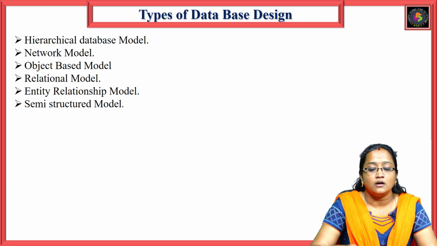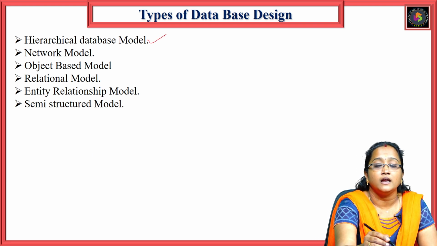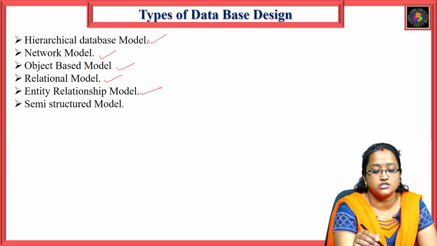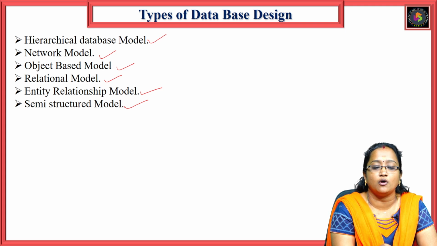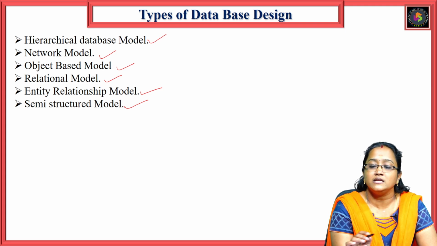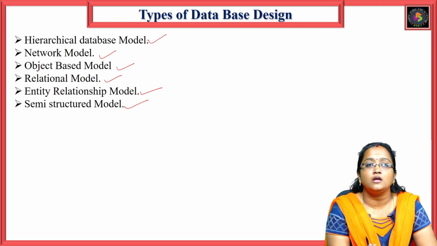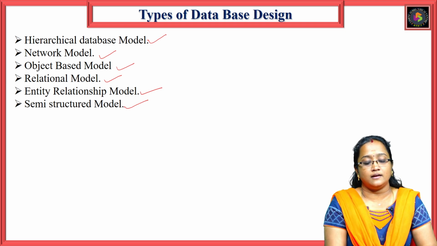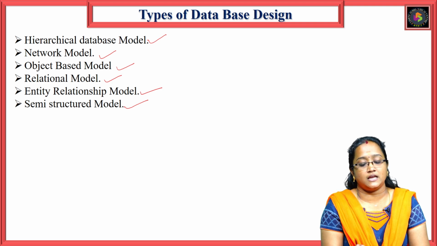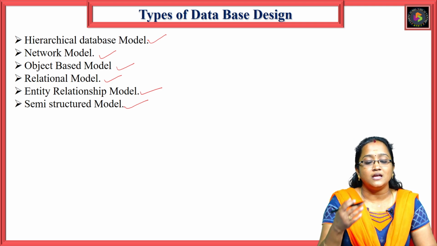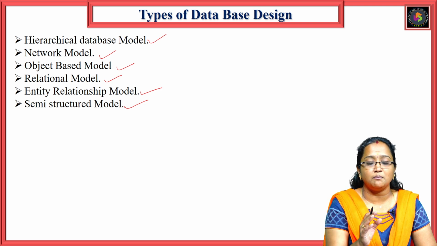Hierarchical data model, network model, object-based model, relational model, entity relationship model, semi-structured model. These are all the types of database design we have. We are going to see each and every model one by one in brief.